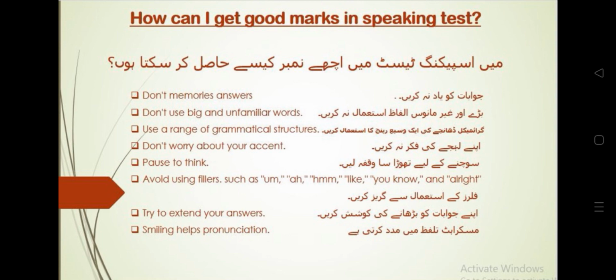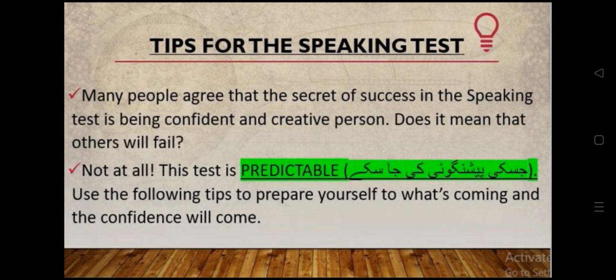Number 6 is avoid using fillers such as "like" and "all right". These are fillers, so avoid using them. Number 7 is try to extend your answers with additional information. And number 8 is smiling helps pronunciation. So these are some important points. If you follow the given points, I assure you would be able to get your desirable band.